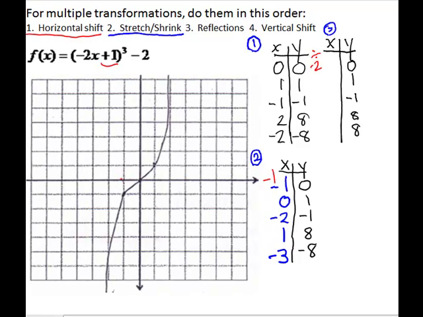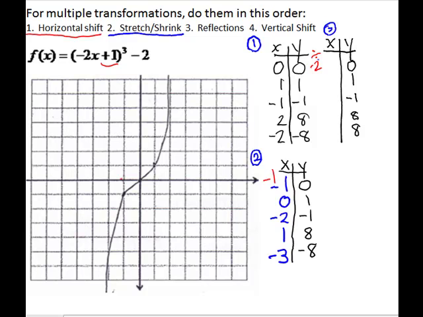Now we will work on the stretch or shrink. The negative 2 is multiplied by the x. So we are going to divide by a negative 2 on the x's. And so I am working on our second set of points that were ordered pairs that we had. So I'm going to divide those x's by negative 2.